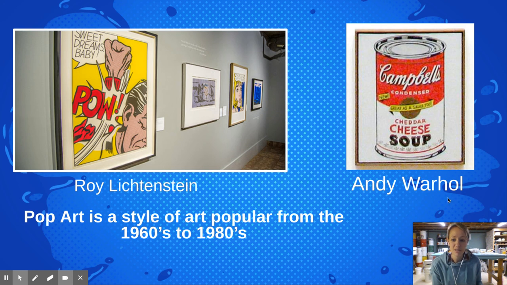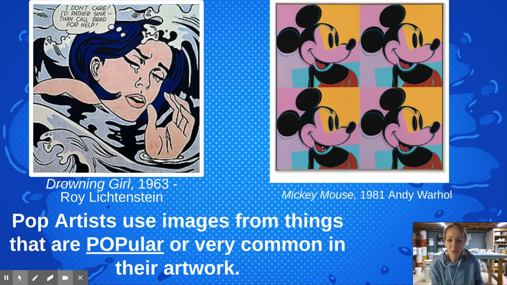And Andy Warhol is another famous pop artist. This is a painting of a can of soup, which everybody knows about, so it's something that everybody's familiar with. Here's another one of Roy Lichtenstein's comics. It's called Drowning Girl, and it's based off of a DC comic. And then here's a print by Andy Warhol, from 1981, and everybody knows who Mickey Mouse is. So again, pop artists made art from very popular things.